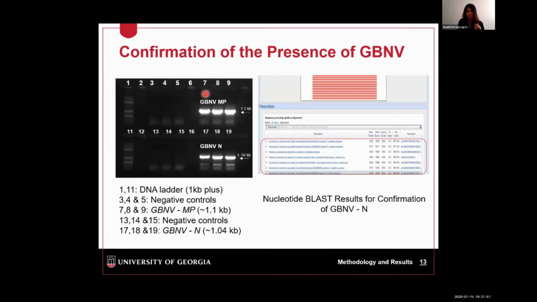Here you can see the amplicon that I got for the GBNV movement protein. And then this is the result I got when the amplicon of the GBNV movement protein was blasted. So the sequence of the amplicon successfully aligned with the other similar sequences in GenBank, confirming the presence of the virus. I followed the same procedure for the other viruses as well.